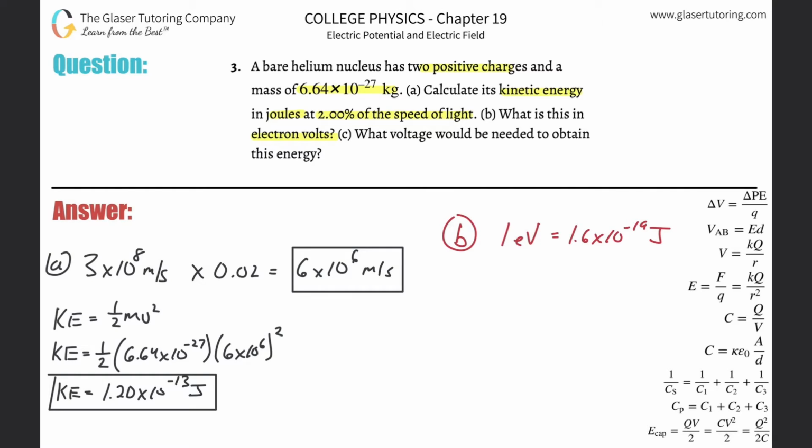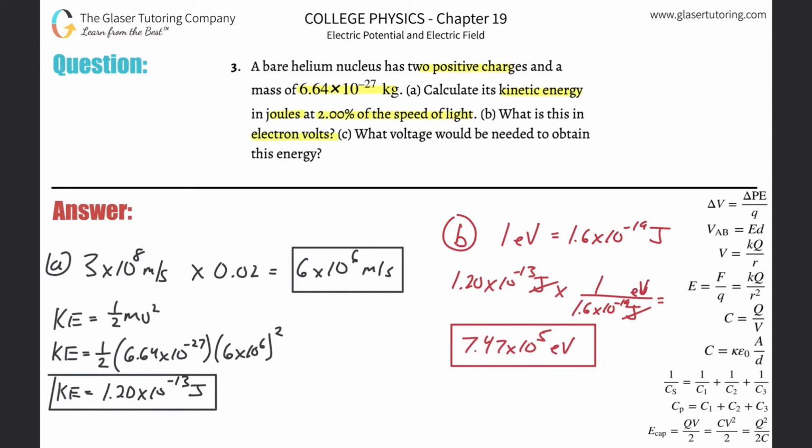So how do we do the conversion? We'll take the value of 1.20 times 10 to the minus 13th joules and set it up, with joules on the bottom and electron volts on top. For every 1 electron volt, it is 1.6 times 10 to the minus 19th joules. Joules cancel, and then do your division: divide by 1.6 times 10 to the minus 19th. Here we get a value of about 7.47 times 10 to the 5th, and that is in electron volts. Three sig figs looks fine.